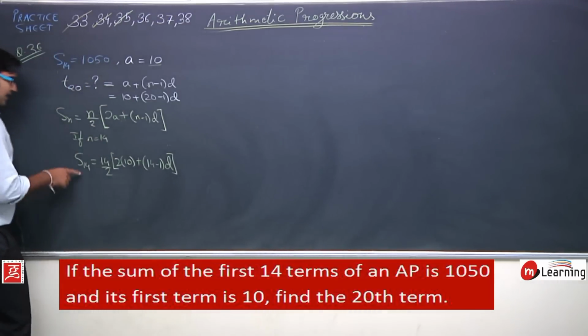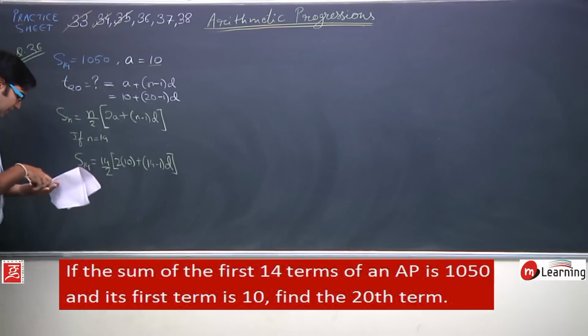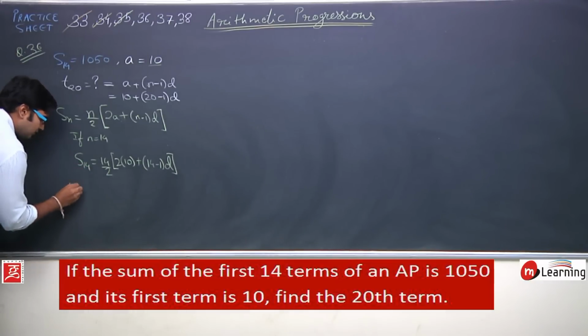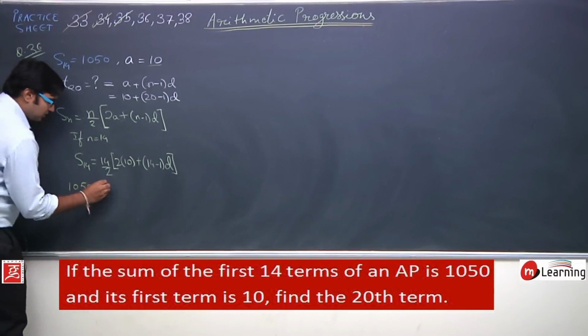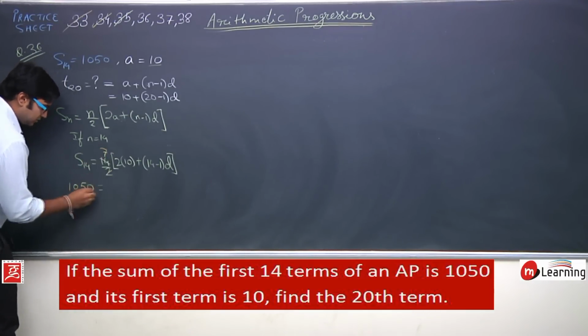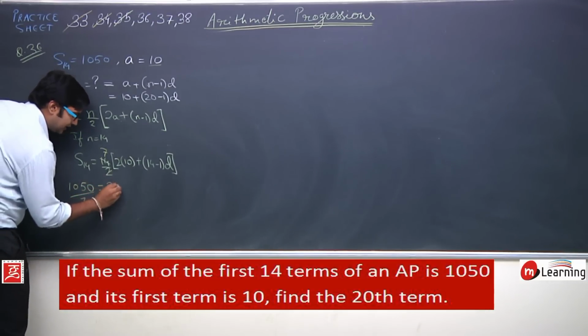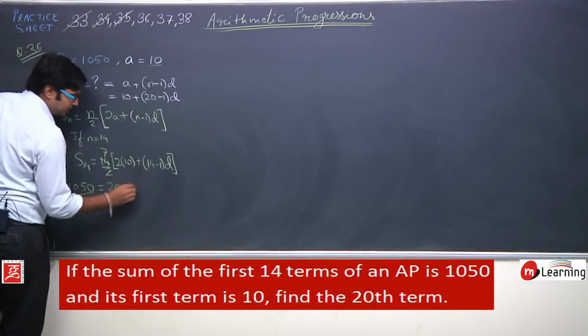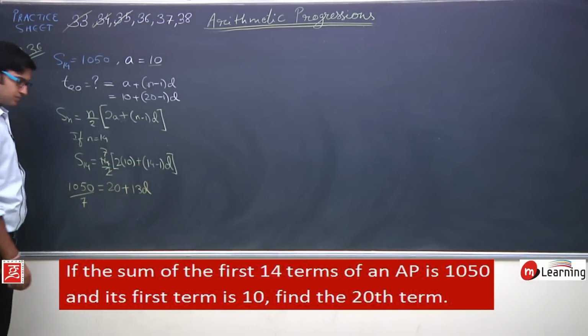So S14 is equal to 1050. In place of S14, I can write 1050 is equal to, this is 7. So 1050 upon 7 is equal to 2 into 10 is 20 plus 14 minus 1 is 13 into d. I can write it like this.